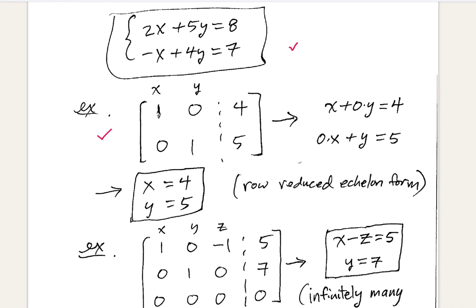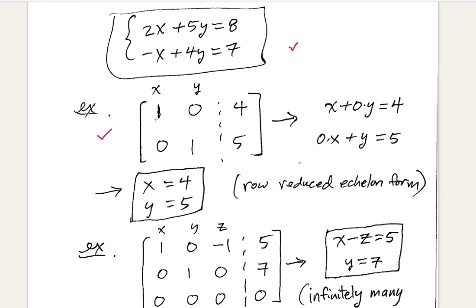I've got 1, 0, 4, 0, 1, 5, and then it's labeled x and y. Again, there may be other variables here. It may be w and z or something. But it's labeled with x and y. How would we read that? What would that system correspond to?